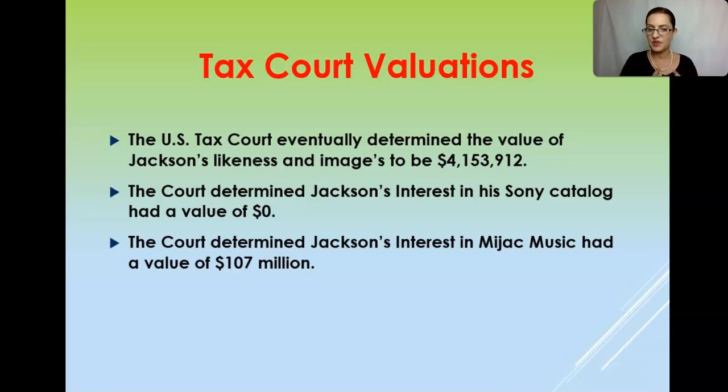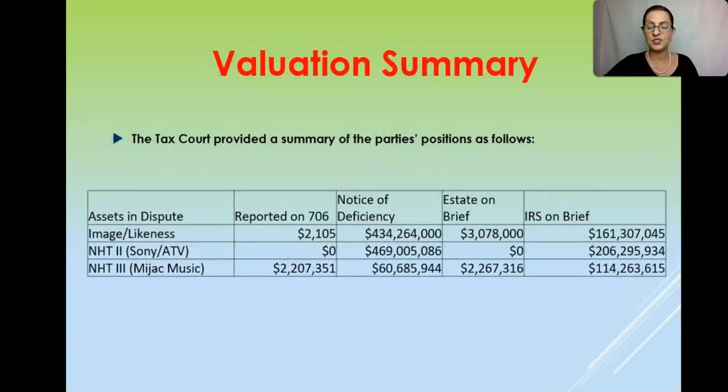So the court came up with a valuation of 107 million for that asset, which is kind of in between what the IRS valuation was and much higher than the estate's original valuation. So here's a value determination summary, basically what the court came up with, and it shows you what the estate value was as well as the IRS value, basically the difference between the two. And it's a huge difference.